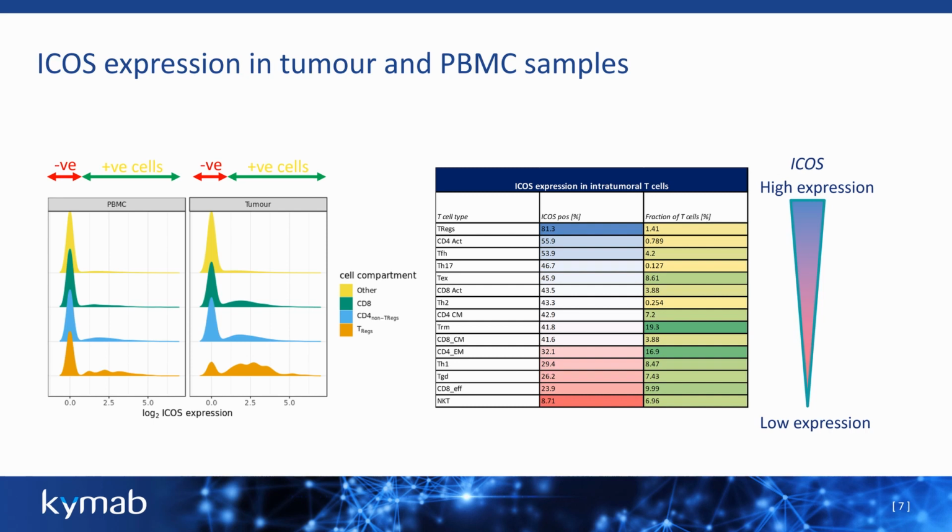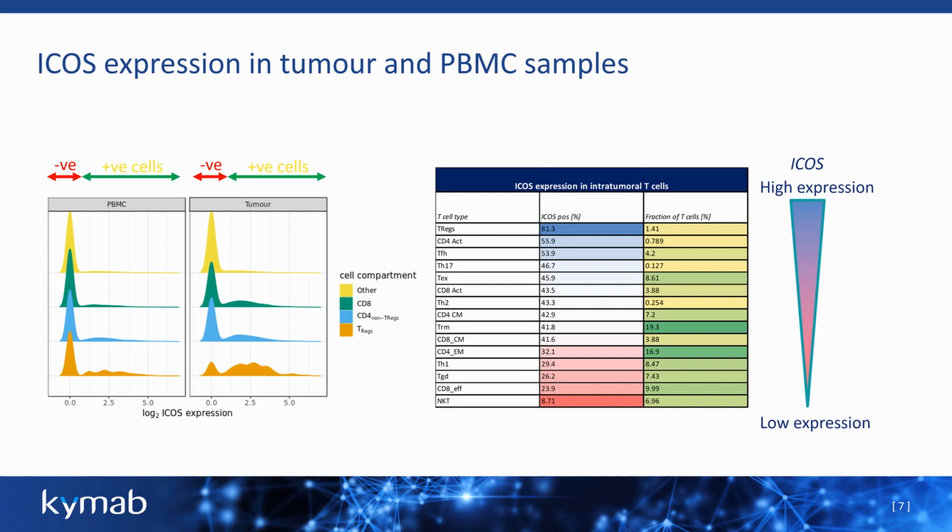So this is ICOS expression in specifically intratumoral T cells. The cell types are ranked based on the percentage of ICOS expression, so the highest here in blue, the lowest in red. It's basically just summarizing what I've said here. So the highest expression is in Tregs, just over 81% of Tregs also express ICOS, followed by activated CD4 cells. At the other end of the spectrum, the lowest expression is found on NKT cells and CD8 effector cells.